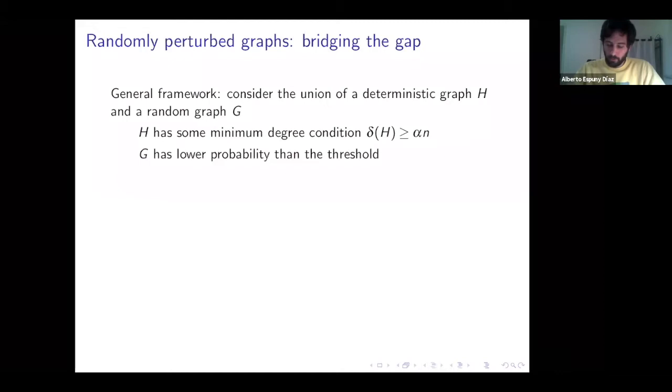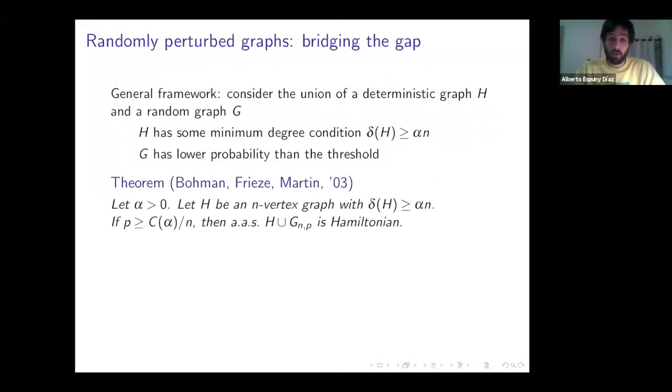This direction of research was started by Bohman, Frieze, and Martin in the early 2000s, and they studied precisely this property, Hamiltonicity. What they proved was that if alpha is any constant, then the union of a deterministic graph with minimum degree at least alpha n with a random graph that has probability at least constant over n, where this constant depends on alpha, with high probability is Hamiltonian. So the big improvement here is that rather than needing log n over n probability, it's enough to just have constant over n.